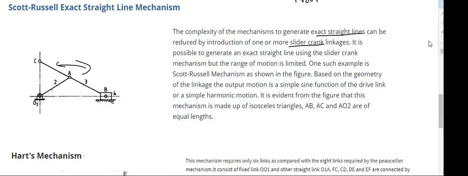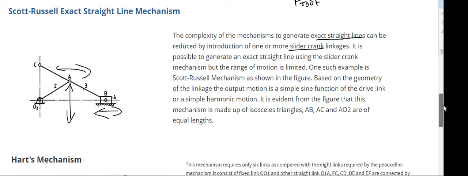So that is Scott-Russell mechanism. When this moves, this C will produce a straight line like this. When A moves here and there, then C will produce a straight line. This moves this side and this side, A moves up and down, this produces a straight line. That is Scott-Russell mechanism, exact straight line.